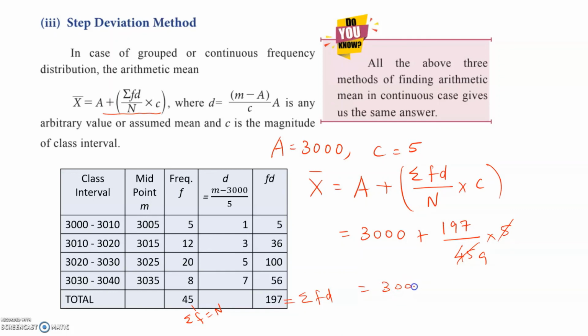So you'll get your answer as 3000 plus 197 divided by 9, which would be 21.888. So you can call it 21.89, which gives 3021.89. Therefore, our X bar can be approximated to 3022. So those are the three methods. These methods can be used when you're trying to compute using data in your statistics.